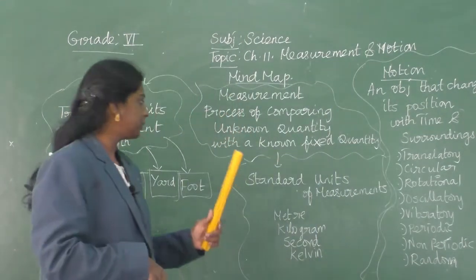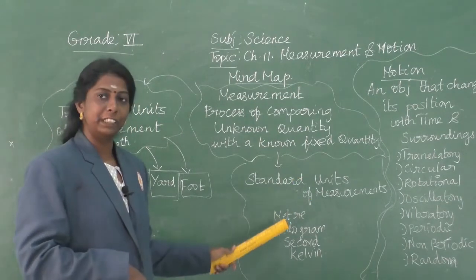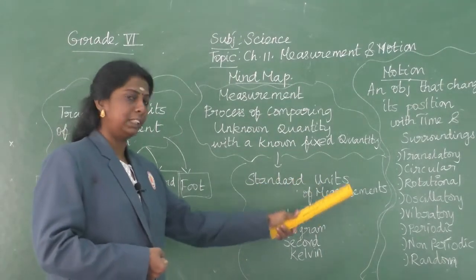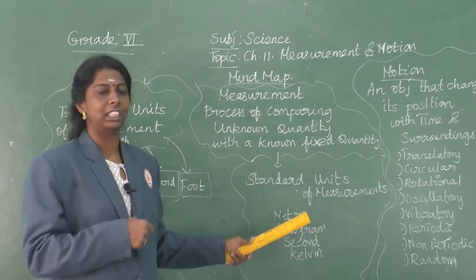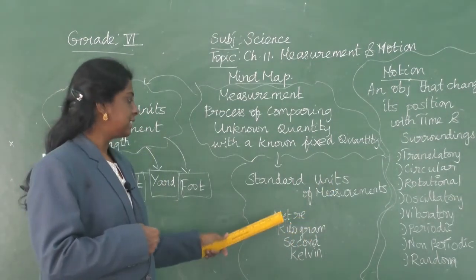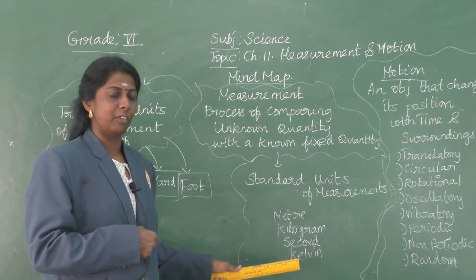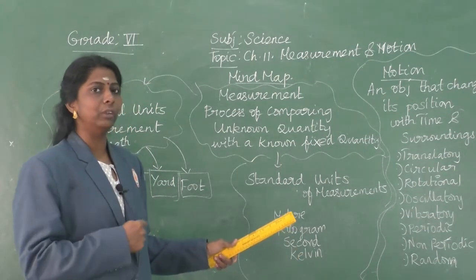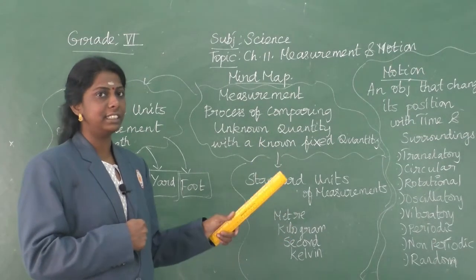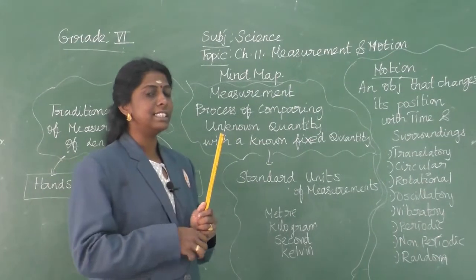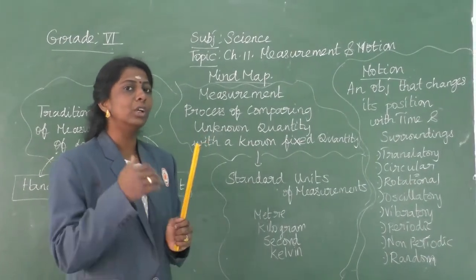And then about standard units of measurement. Nowadays we are using the standard units of measurement which is internationally acceptable, that is meter, kilogram, second, Kelvin. Okay, and so many are there. We are going to learn about each and everything in detail. And then about motion. The second part of this chapter is about motion.